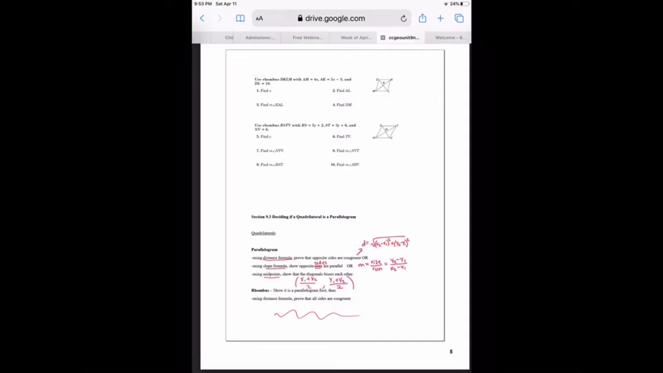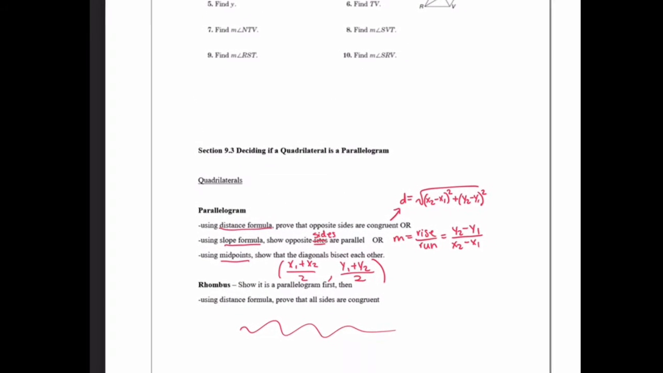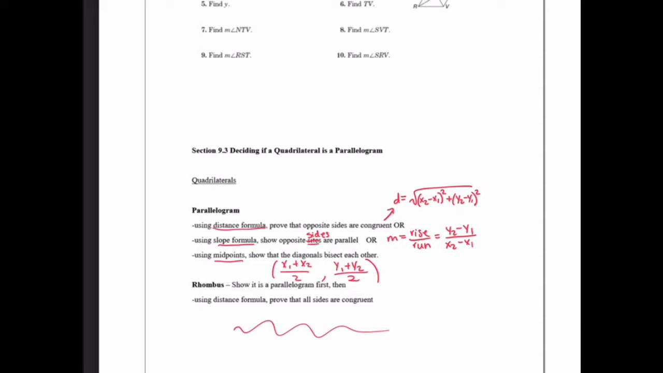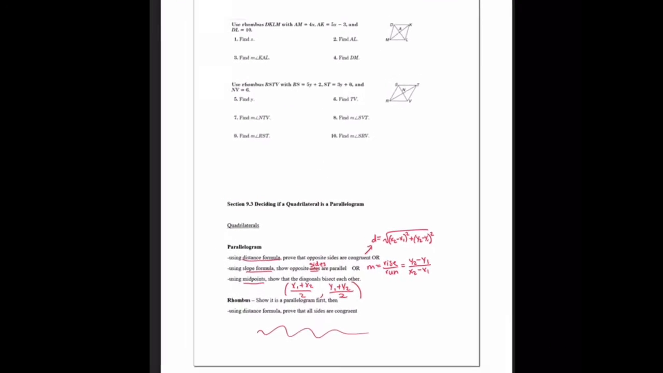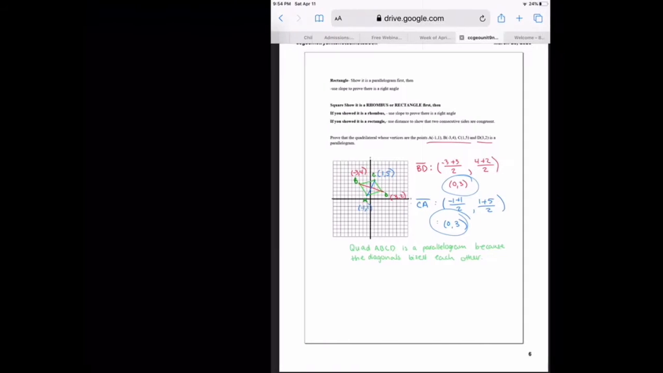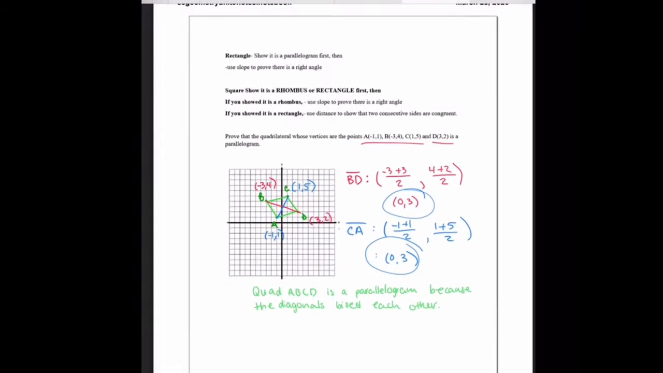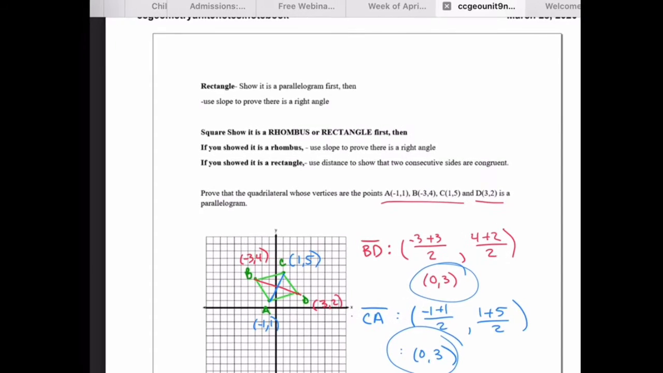Okay, so in yesterday's video, we briefly went over, we started section 9.3, but we only covered proving that a quadrilateral is a parallelogram. So today we're going to be moving on, and we're going to take a look at rectangles.